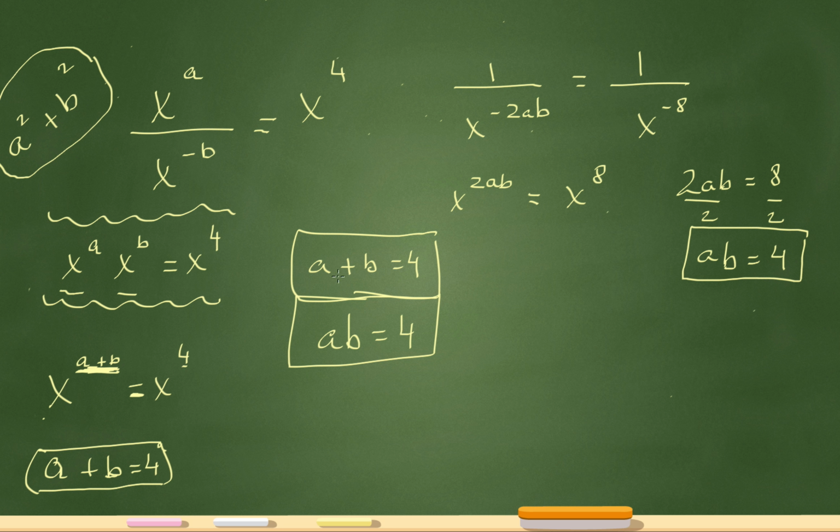What works here for a and b, and what's going to work here for a and b? And I think one number that comes to mind right away is 2 and 2. Because isn't 2 times 2 4 and 2 plus 2 4? So I can say that a is 2 and b is 2, because those work for both of these values.